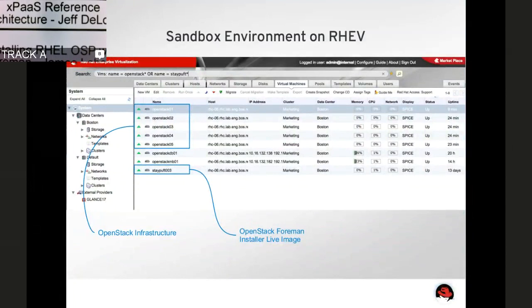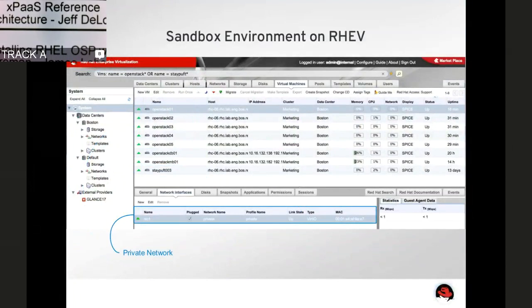So just to give you an example, here you see that I've deployed 5 systems. OpenStack 01 through OpenStack 05 are going to be my targeted OpenStack infrastructure. And then on the bottom there you see Staypuft 003. That's the OpenStack Foreman installer running the live image.